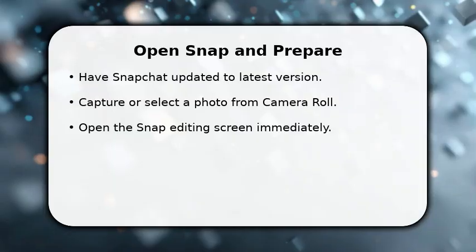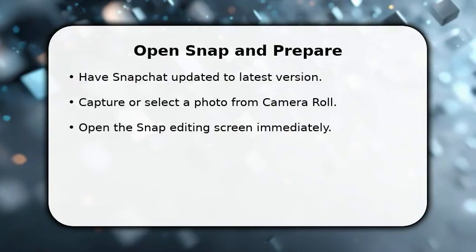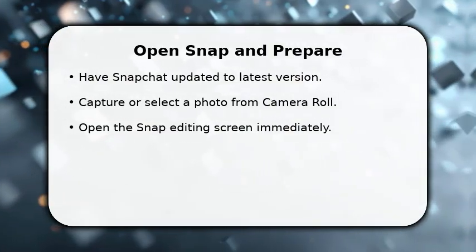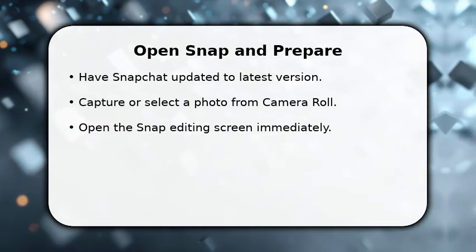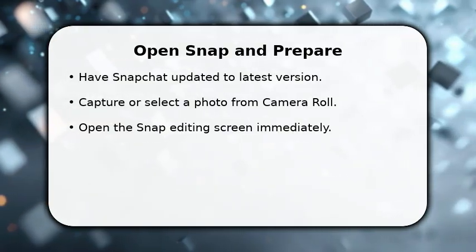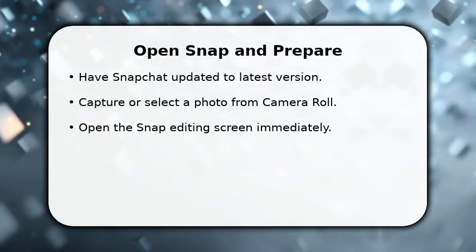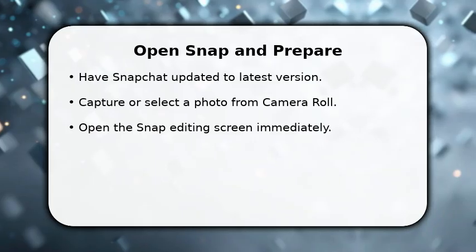Enjoy the video. You start by opening Snapchat and preparing the photo you want to send. Once you have the image on the editing screen, look for the timer icon near the right side tools. That icon is the only control that changes a photo snap's visible duration. Tap the timer to reveal the duration options.